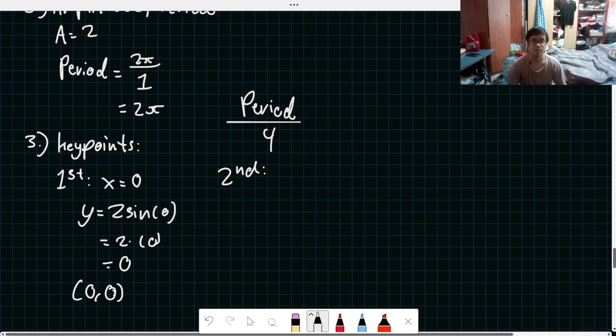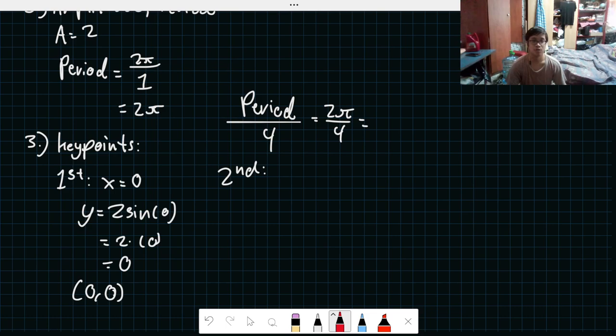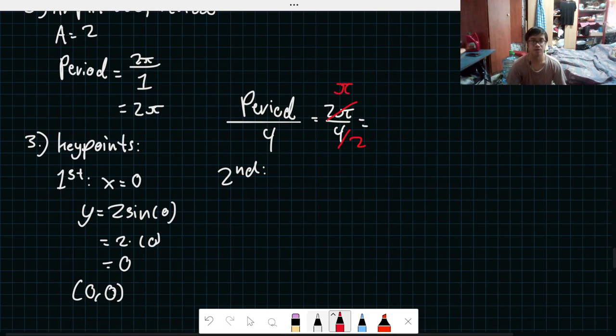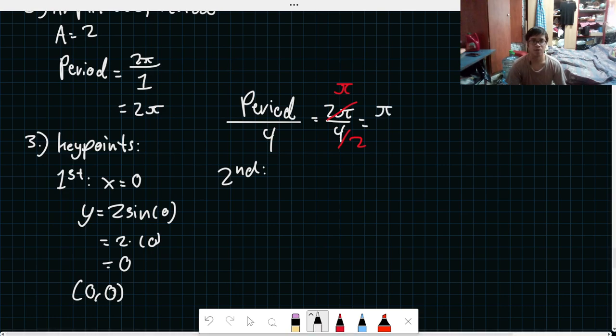You have to divide your period by 4. So we have 2 pi all over 4. This can be simplified because 2 pi and 4 are both divisible by 2. So 4 divided by 2 is 2, and 2 pi divided by 2 is simply pi. Therefore, you have pi all over 2. In this case, if you're going to find your x value for your second point, all you need to do is add the recent x by pi all over 2.